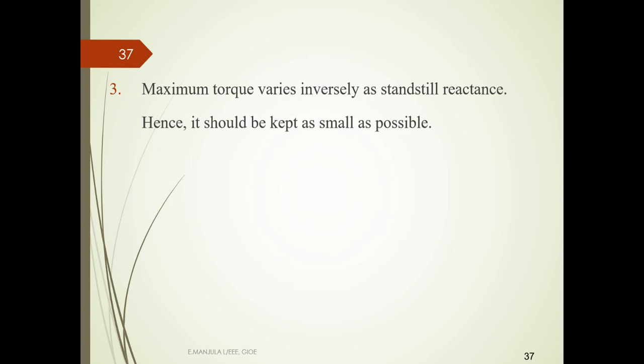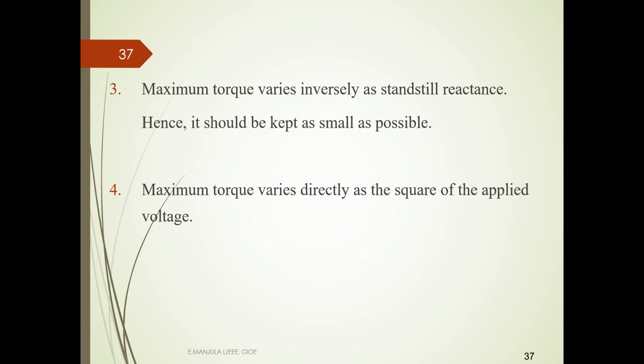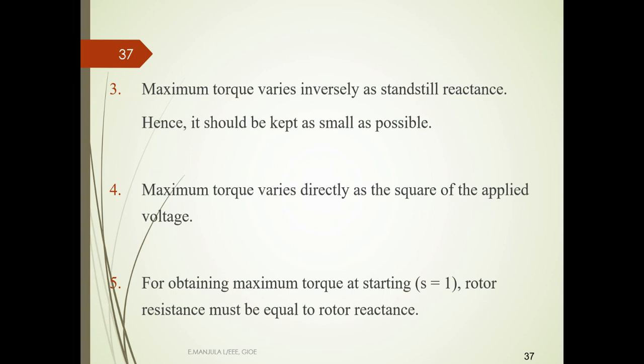So the maximum torque varies inversely as the standstill reactance, hence it should be kept as small as possible. We know that the torque is directly proportional to E2 and inversely proportional to reactance. So here the maximum torque is inversely proportional to X2. If this reactance is small, then the torque will be more. The maximum torque varies directly as the square of the applied voltage.